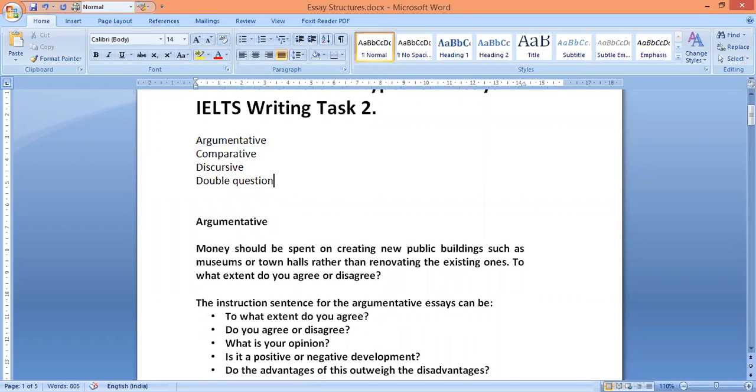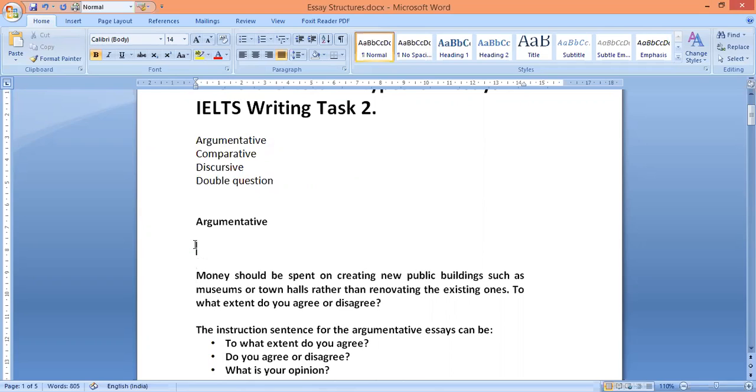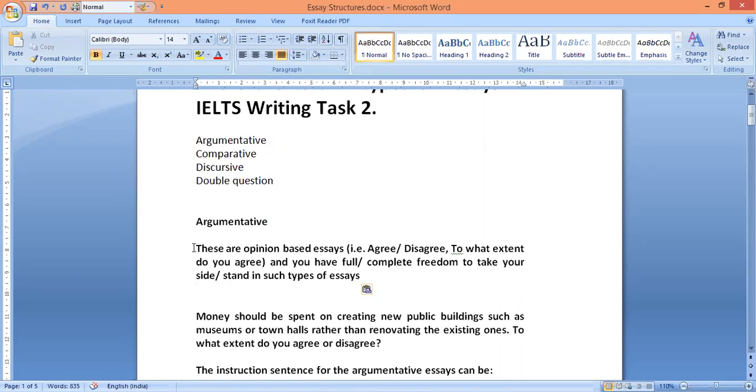Basically in this, the key feature is your freedom. Your freedom to take your stand. These are opinion based essays. Any idea what is an opinion based essay? You need to give an opinion. Yeah, it demands an opinion. But every opinion based essay is not argumentative.